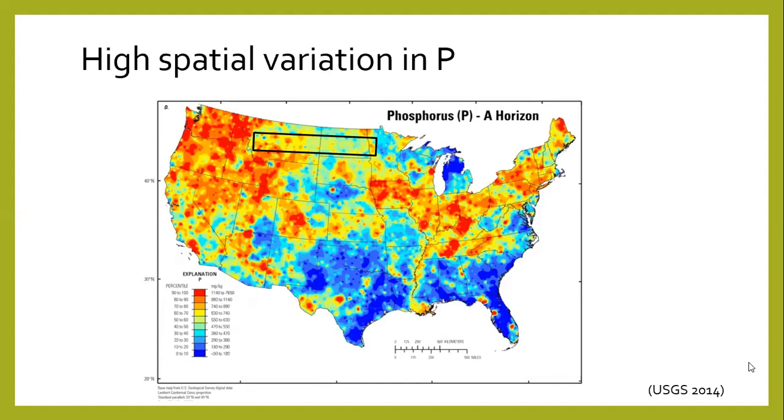So going back to this map of the variation in soil phosphorus, the research that I did focused on this area here across Montana, North Dakota, and Minnesota. And you can see that towards the western end of that range, there's generally higher soil phosphorus levels and generally lower soil phosphorus levels to the eastern end.